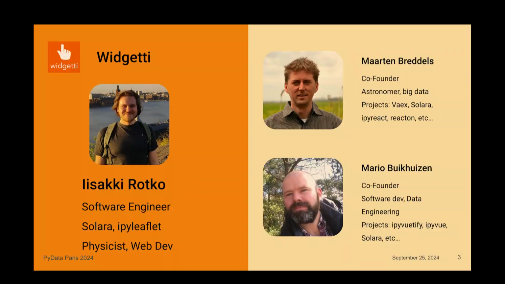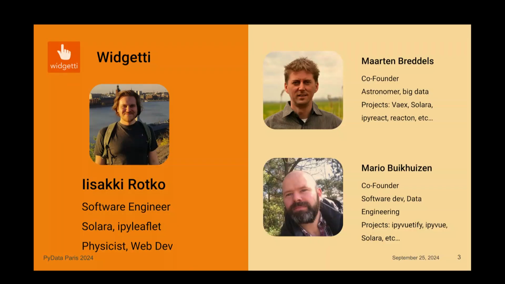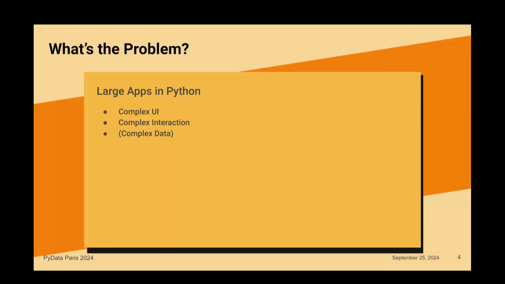So I work with Martin and Mario, the co-founders of the company. Martin's a former astronomer. He has experience with big data. He's one of the core devs around Vex. And he's created Solara, he's created IPy React, Reacton, and many of the projects that we're building Solara on top of. Mario is the other fundamental foundation piece there. He's a software dev, data engineer, and he's built IPyVuetify and IPyVue, which are something that, again, Solara relies a lot on. So, what's the problem we're trying to solve with Solara?